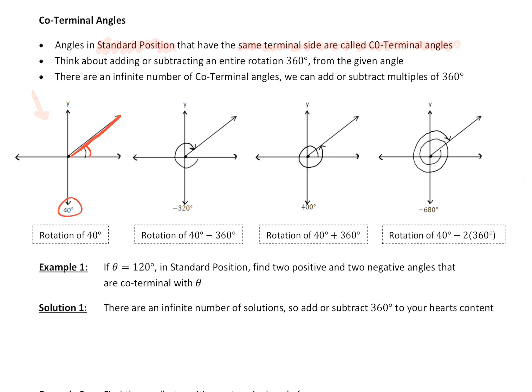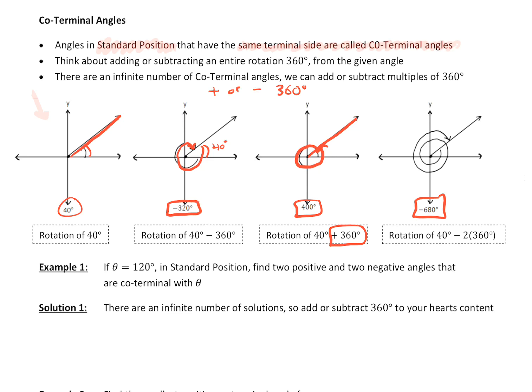Now, to get coterminal angles, it's really quite simple. Add or subtract a full rotation of 360 degrees. So if you think about it, this line hasn't moved. It was at 40 degrees, but I rotated it in the reverse direction a full 360 degrees. So you subtract 360 degrees and you get negative 320. It's called a coterminal angle. Or in this case, I took my 40 degrees and rotated the line a full 360 degrees, so you add 360 and you get 400 degrees. Rotate 2 times 360 in the negative direction, and you get negative 680.